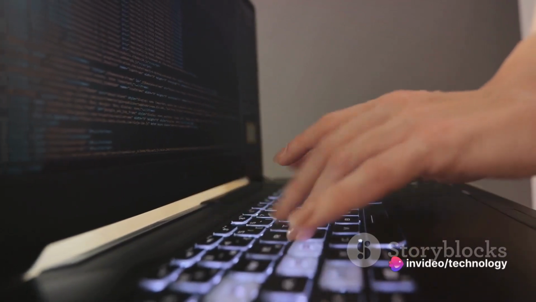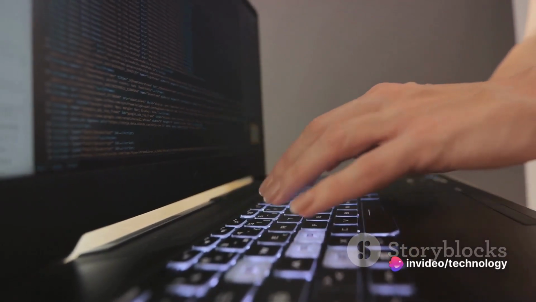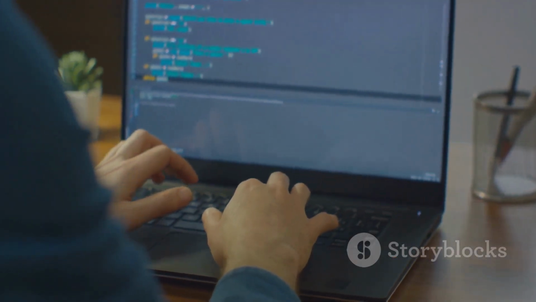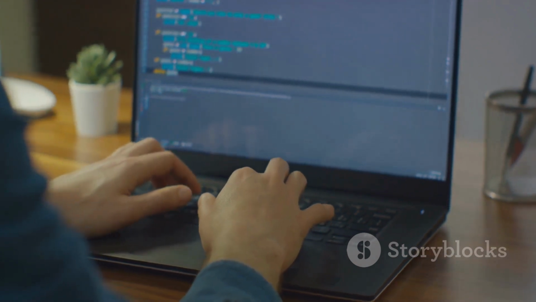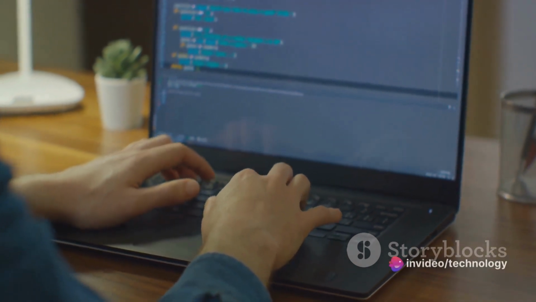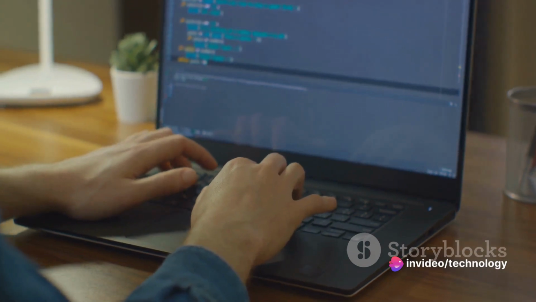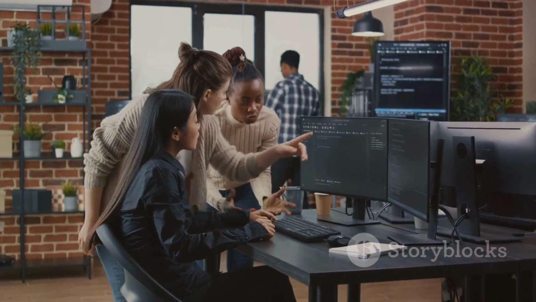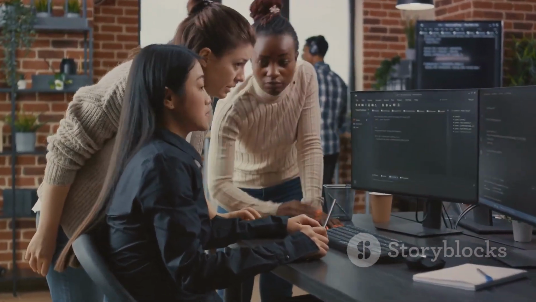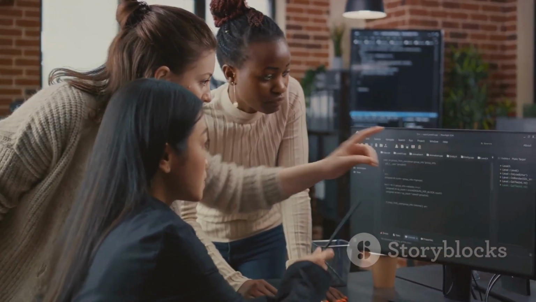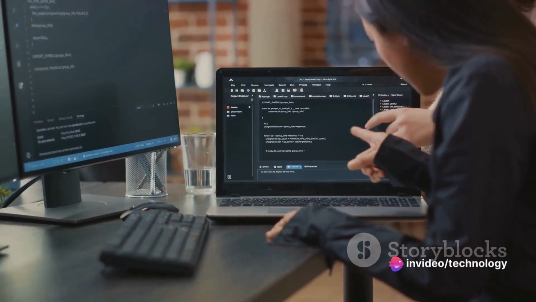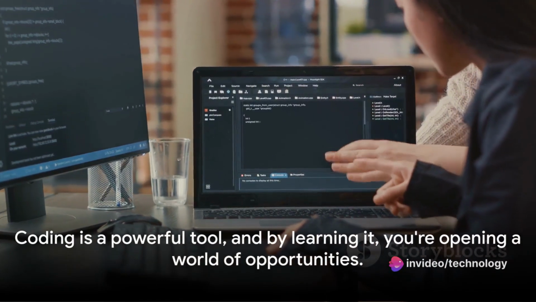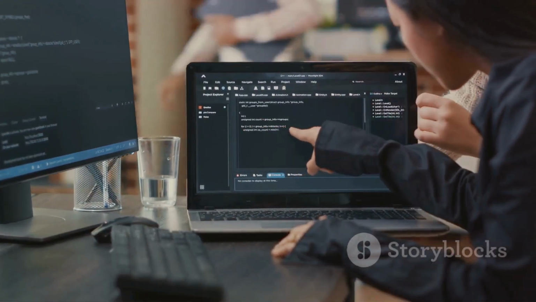It's a process that not only crafts software but also hones your problem-solving skills. Every line of code you write is a puzzle piece contributing to a larger picture. It's a constant exercise for your brain, refining your logical thinking and analytical prowess. And let's not forget the practical aspect. With technology at the heart of almost all industries, coding skills can open doors to a multitude of job opportunities. From tech startups to established corporations, the demand for coders is booming. Coding is a powerful tool, and by learning it, you're opening a world of opportunities.